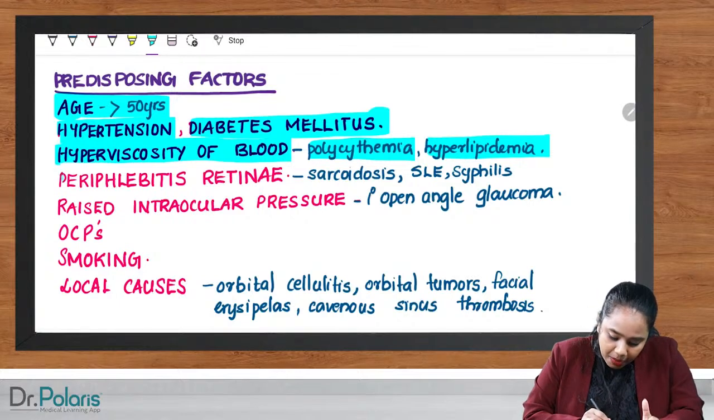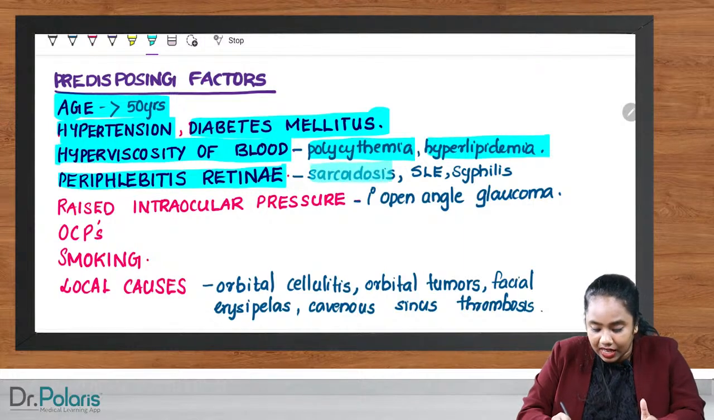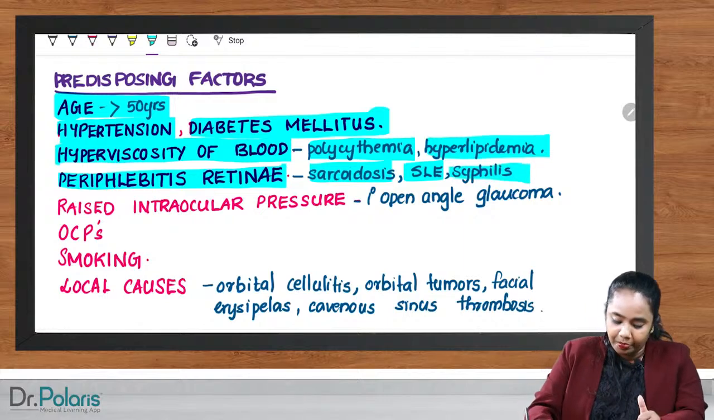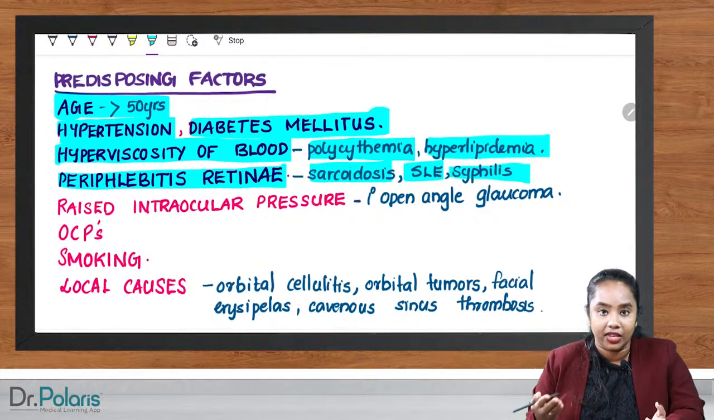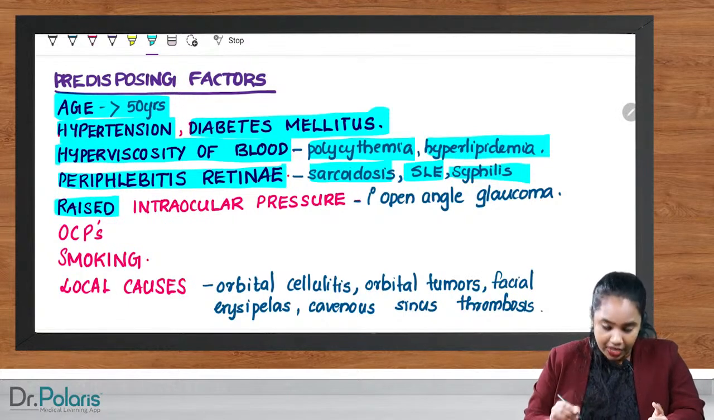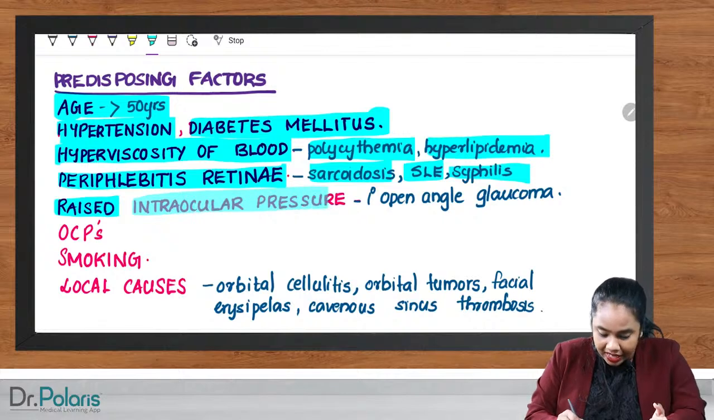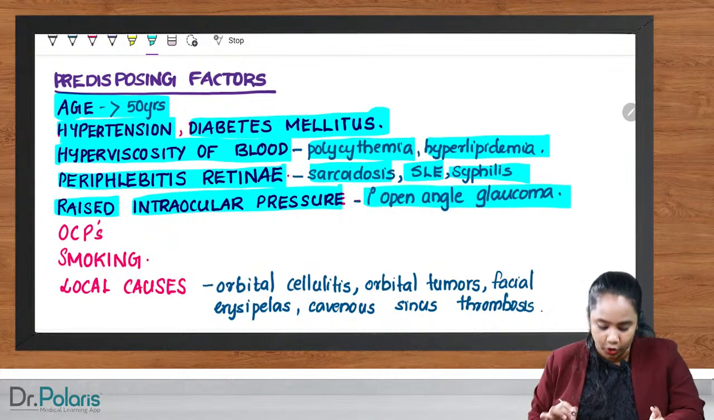And then there comes periphlebitis retinae. This is usually seen in conditions like sarcoidosis, systemic lupus erythematosus, syphilis, etc. So, basically it is an inflammation of the veins of the retina. Now, another important thing, same as that of the arterial occlusion, is a raise in the intraocular pressure. Most commonly primary open angle glaucoma is what we are talking about.